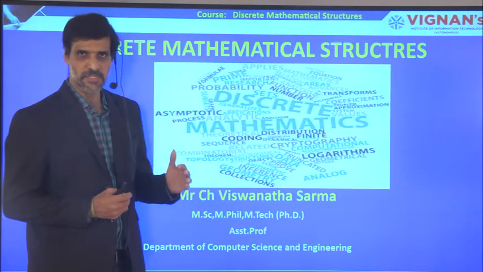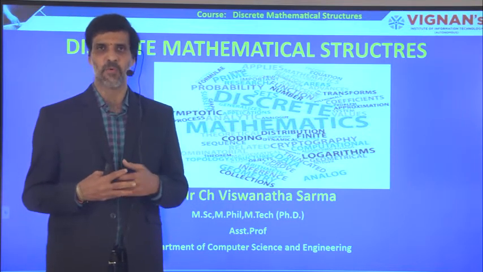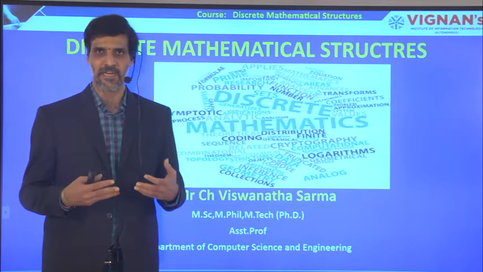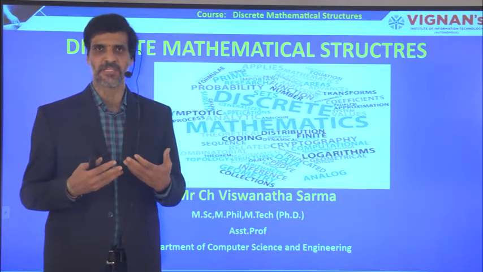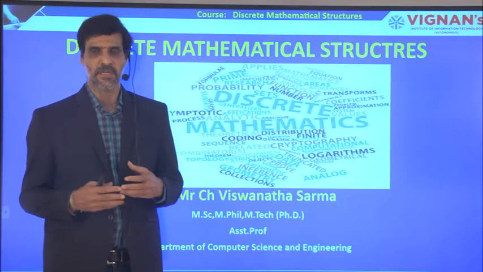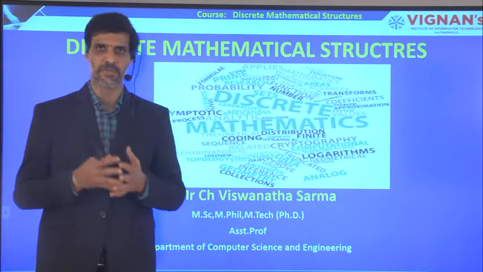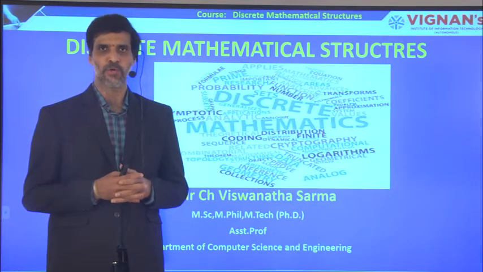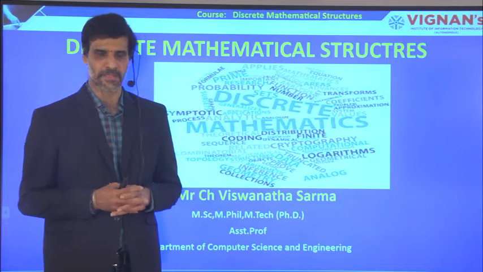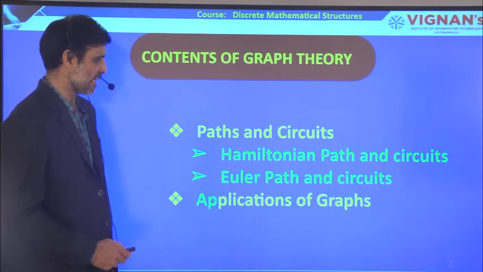Especially in this lecture, we'll discuss the various definitions like what is a walk, what is a trail, what is a path, what is a cycle, and finally what do you mean by a circuit. With this we'll do some examples and then we'll go for the special paths like Euler path and Hamiltonian path. So these are the topics which we are going to discuss in this particular lecture.